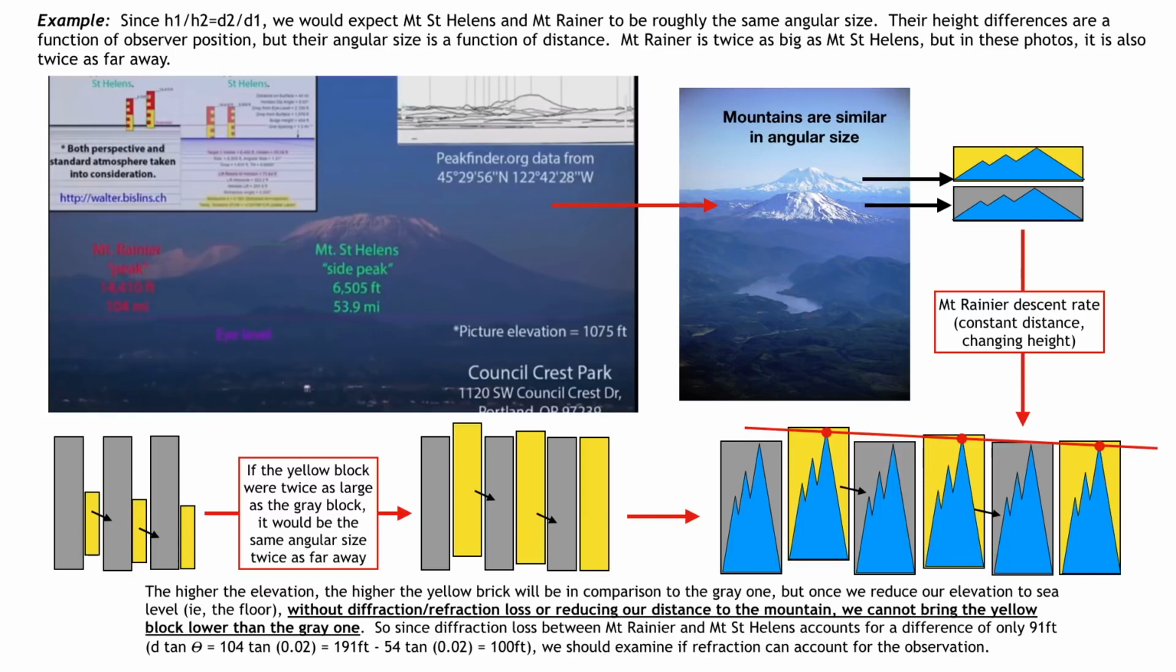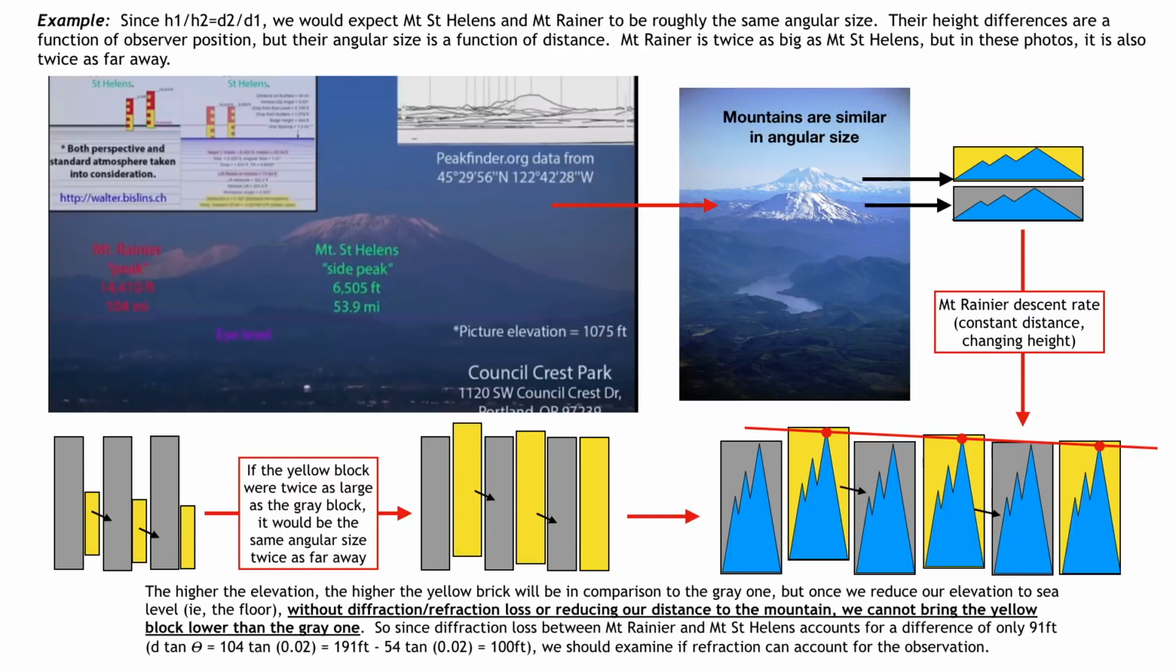And if I just put some mountains within the gray and yellow block and I reduce my observer height, we can see that once we get down to the base level, their peaks should be roughly the same height. But before that, Mount Rainier should have a higher peak within the frame than Mount St. Helens. So the higher the elevation, the higher the yellow brick will be in comparison to the gray one. But once we reduce our elevation to sea level, i.e. the floor, without diffraction or refraction loss, or reducing our distance to the mountain, we cannot bring the yellow block lower than the gray one.